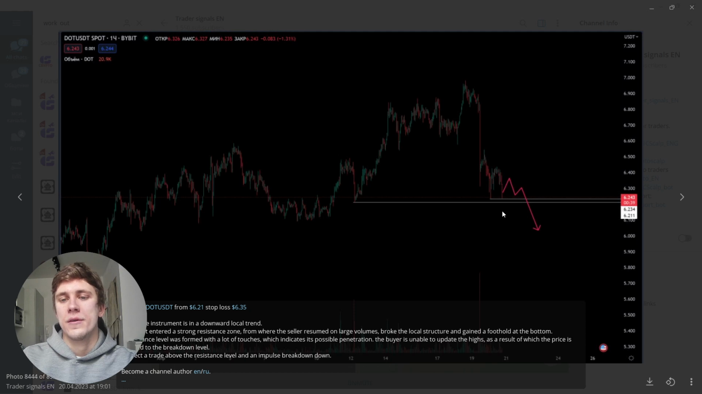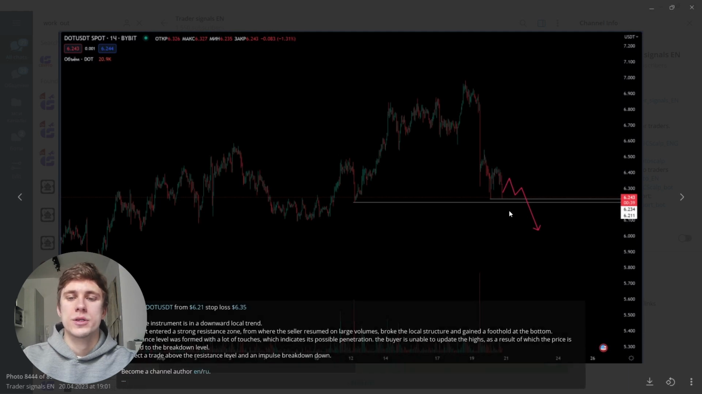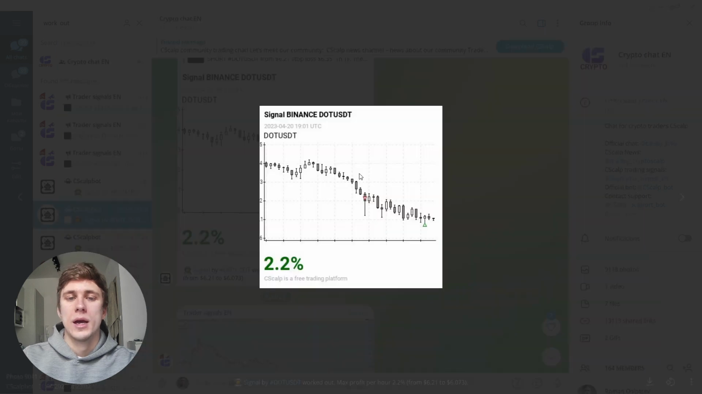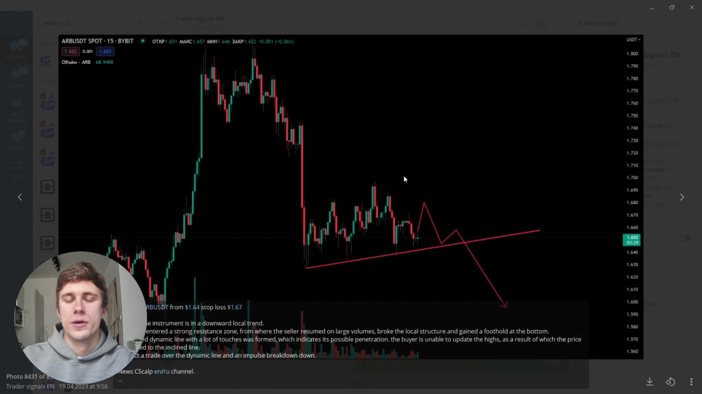There was enough time to accumulate this liquidity. Finally, there was the breakout, and it gave us 2.2%. From the very beginning, the breakout wasn't so impulsive, but anyway, you could hold the position and close 2.2% of profit. The next setup is RB.